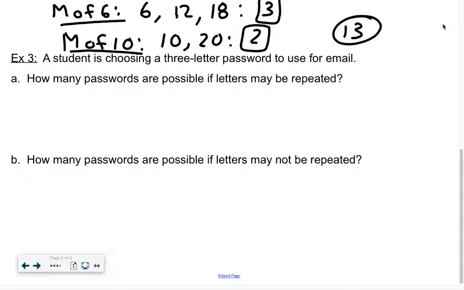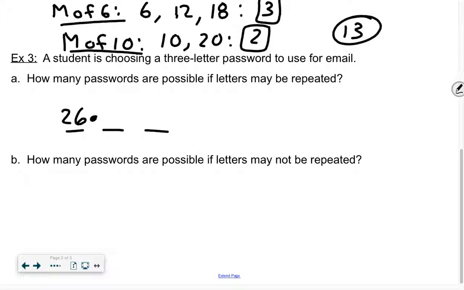Example number 3. Getting into some better examples here, a student is choosing a 3-letter password for an email. So we have 3 letters. How many passwords are possible if letters may be repeated? The way I like to view these is we have our 3 digits here for our 3-letter password, and we need to think about all the different choices that we have for each of these digits. If we start with our very first digit, we know that there's 26 letters in the alphabet. So I have 26 different possibilities for that first one.